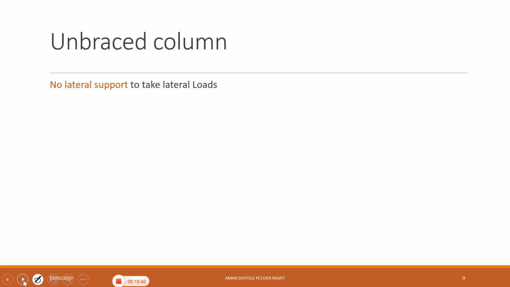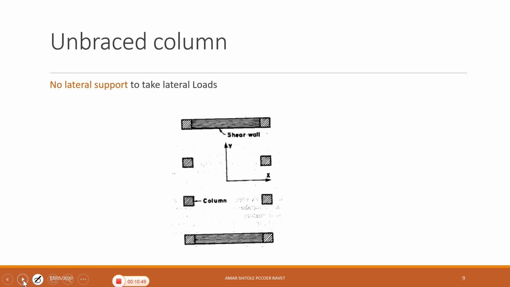Next, we have unbraced columns. In unbraced columns, we have no lateral support to take the lateral loads. This we can understand from the given diagram. In this diagram, we have the plan. In this plan, 1, 2, 3, 4 columns, 4 plus 4, 8 columns are there. As we can see here, in the x direction we have columns 1 and 2, and in the x direction we provided this shear wall.